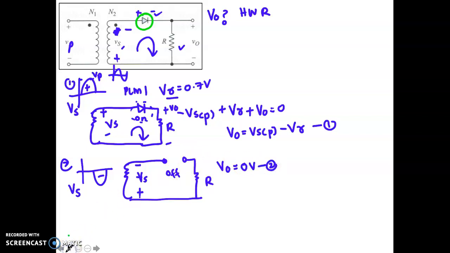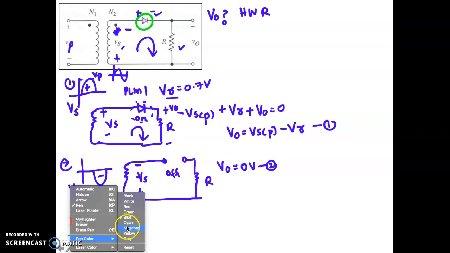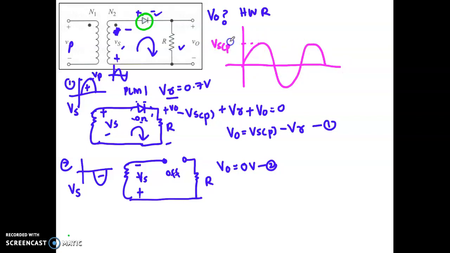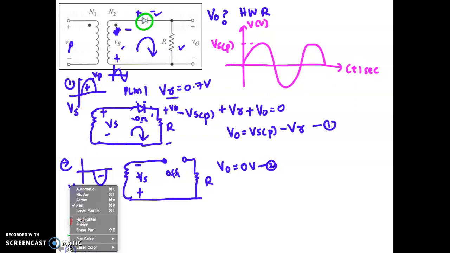Okay, so the last step is where we are going to draw the graph. So let's say this is your graph. This will be your input. This is your Vs primary. This is voltage V, and this is time T in seconds. Okay, so now let's draw the output graph. For the output graph, what will happen after the rectifier?